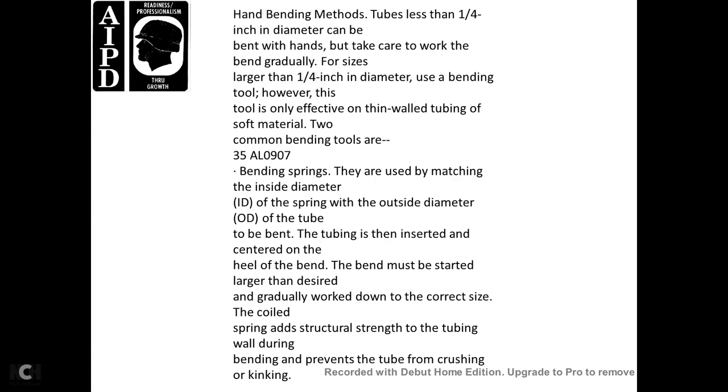Hand bending methods. Tube less than 1/4 inch in diameter can be bent with the hands, but take care to work the bend gradually. For sizes larger than 1/4 inch in diameter, use a bending tool. However, this tool is only effective with thin-walled tubing of soft material.